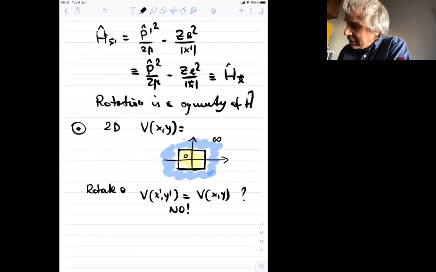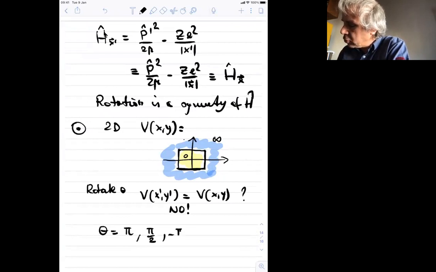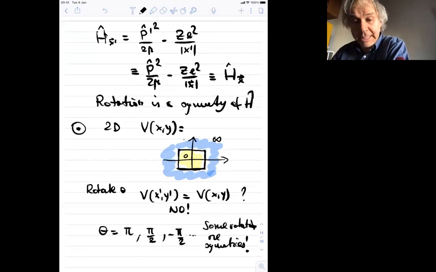Unless you rotate by theta equal to, well, pi, certainly. If this is a square, also pi over 2 is good. Minus pi over 2 is good. So only some rotations are symmetries. Is it clear? So generally speaking, what transformations leave the Hamiltonian invariant depends on the Hamiltonian. Some Hamiltonians are fully rotationally symmetric, some are only partially rotationally symmetric.